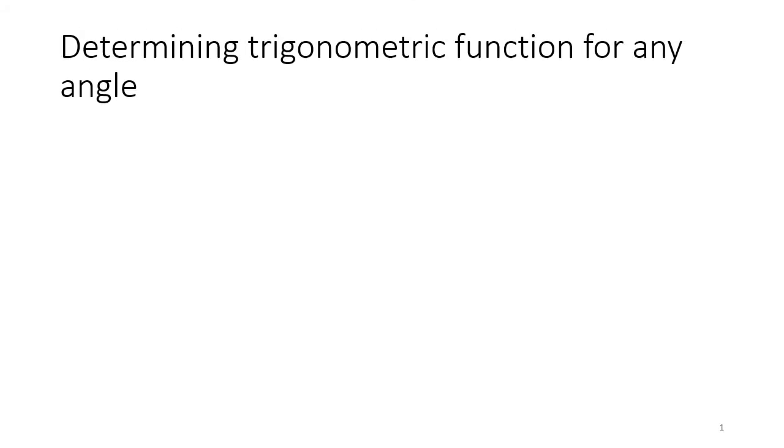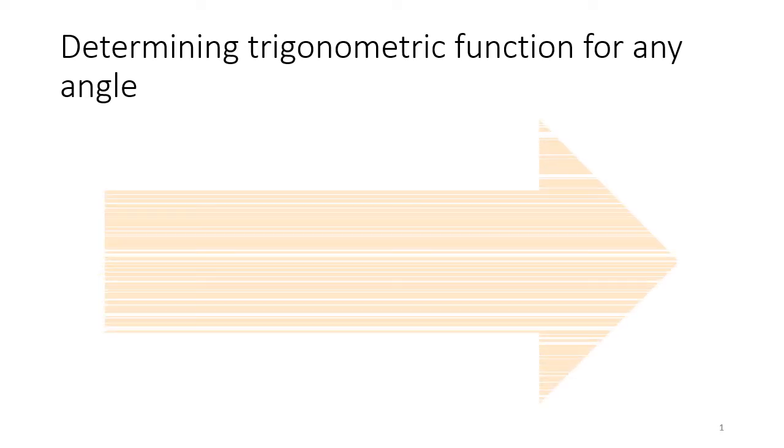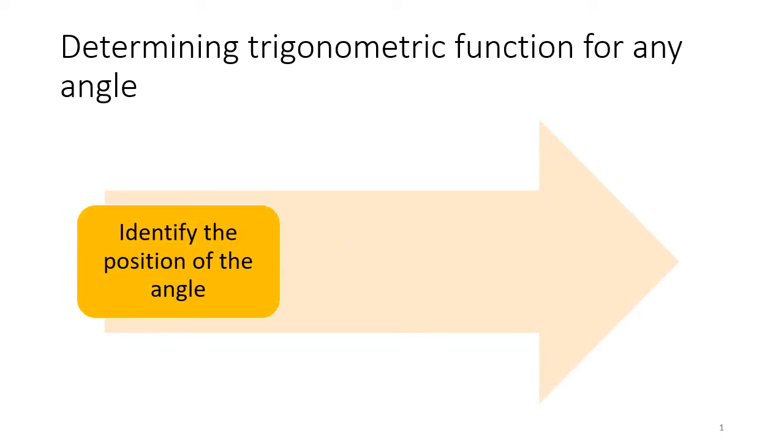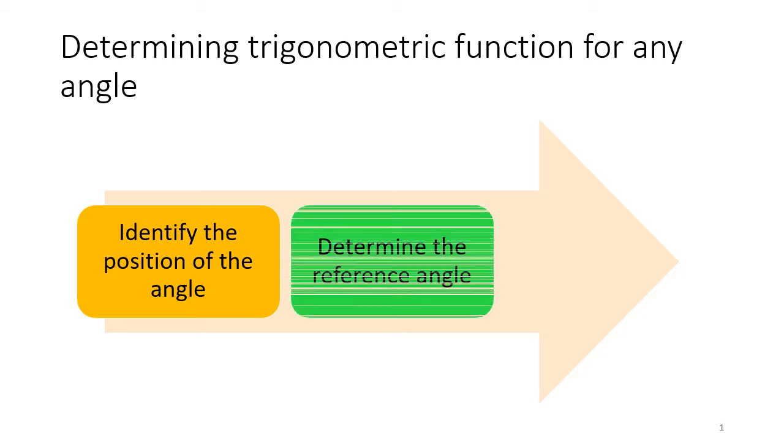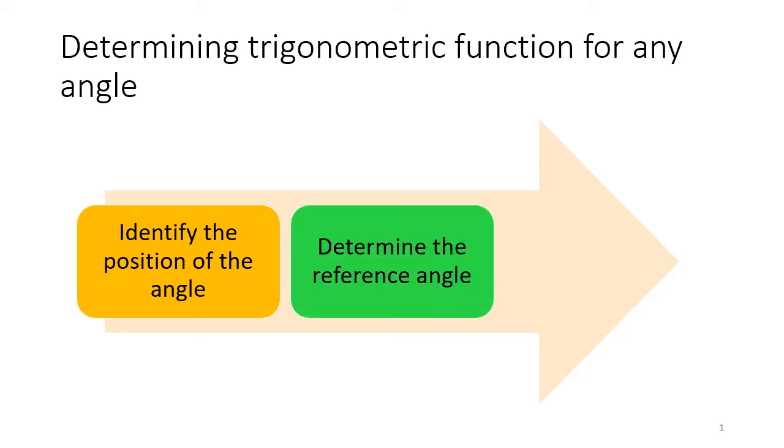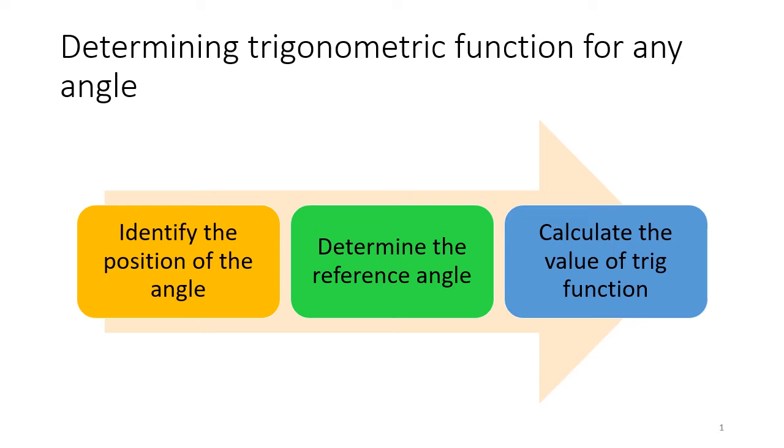In this course framework, we are going to determine the trigonometric function for any angle. We will follow these 3 steps: first, identify the position of the angle, then we will determine the reference angle, which is alpha, and the third one, we will calculate the value of the trigonometric function.